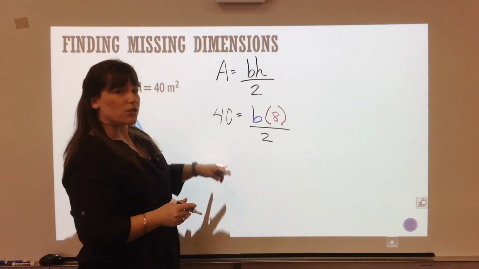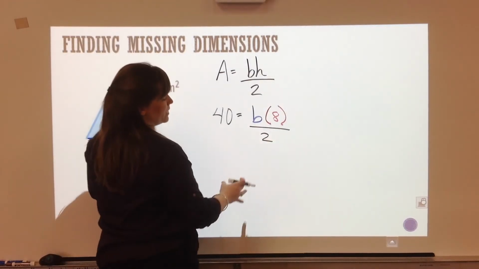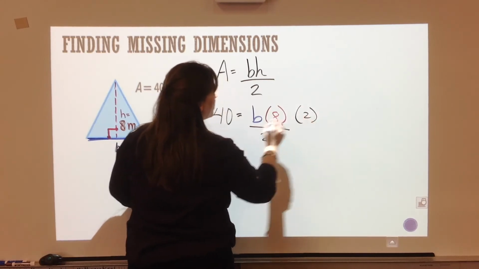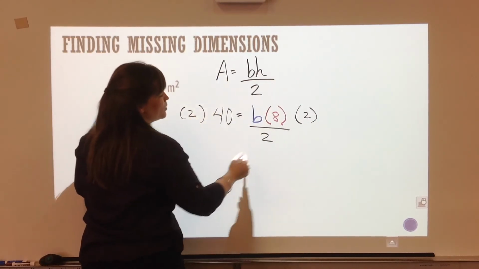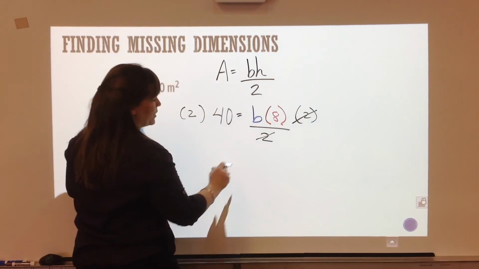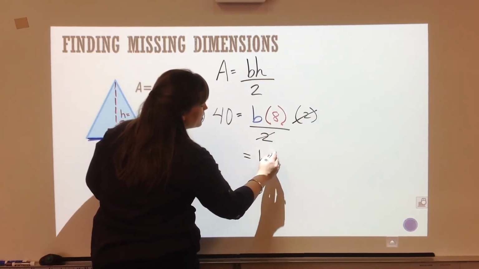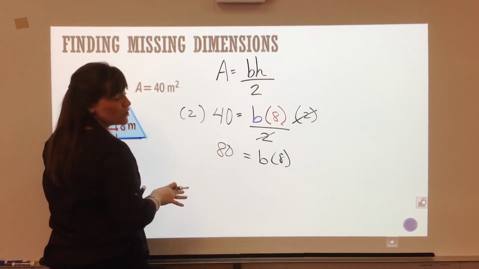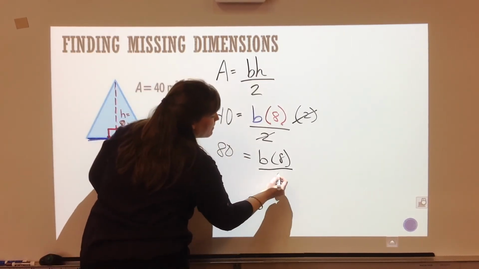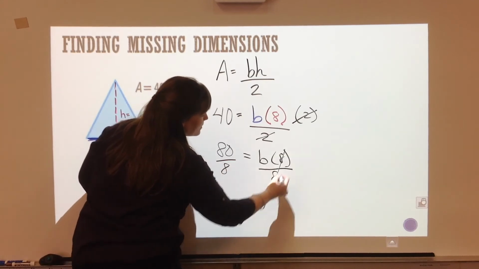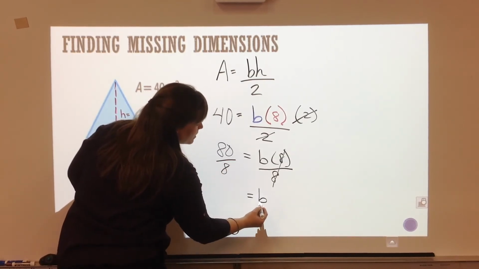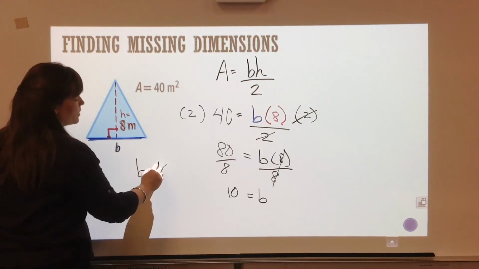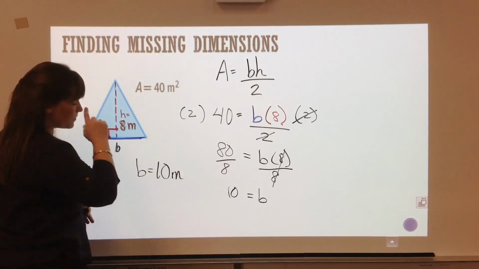So at this point, to start to solve this, I want to get rid of this denominator. So I'm going to multiply each side by 2. So that will get rid of the 2's over here, and I'll just be left with b times 8, or 8b if you prefer. And now I have 80 over here. Now we have to divide by that 8 on both sides, and that will leave us a b and then a 10. So our answer with our unit is 10 meters is the base.